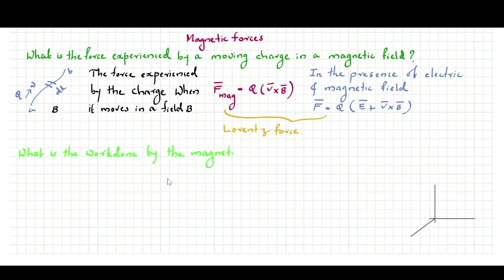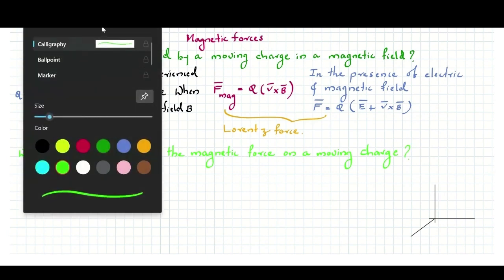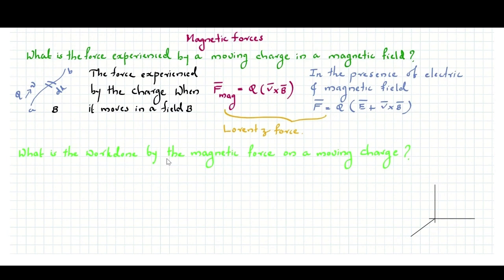Now, let us calculate what is the work done by the magnetic force. What is the work done by the magnetic force on the moving charge? We have seen the charged particle Q is moving from A to B. Now, what is the work done? Let us calculate the work done when it moves a small distance dl. When the charged particle Q moves a small distance dl with velocity v, we can write the velocity v as dl by dt, displacement by time, dl by dt.